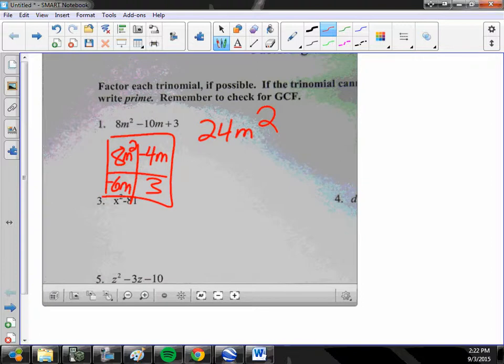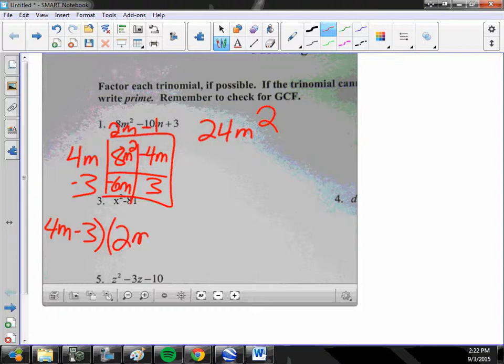What does the top row share? 4m. 4m times what is 8m squared? 2m. 4m times what is negative 4m? 2m times what is negative 6m? So 4m minus 3 and 2m minus 1. That's it.